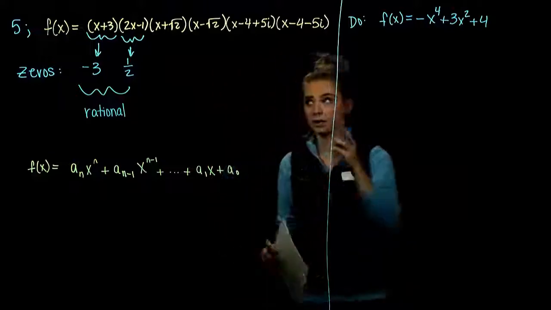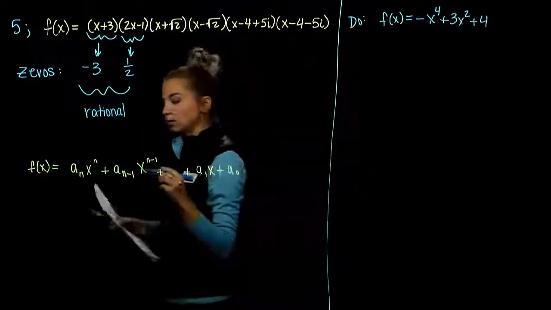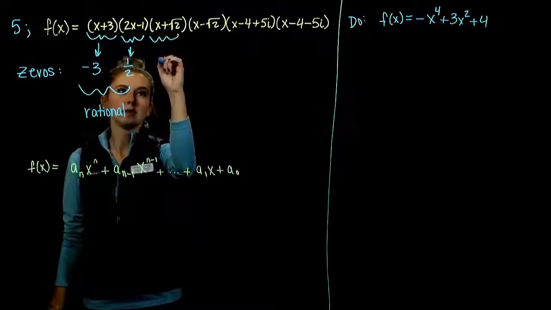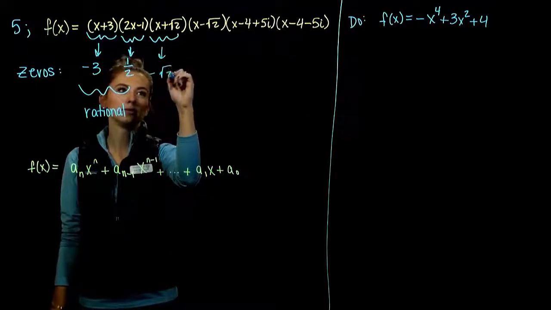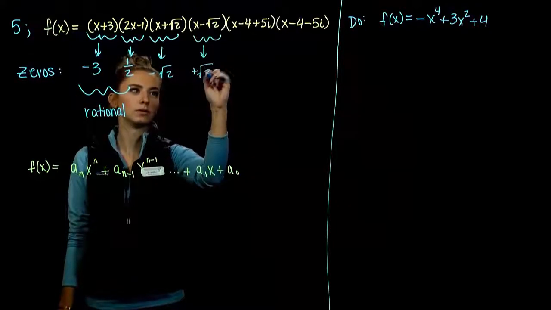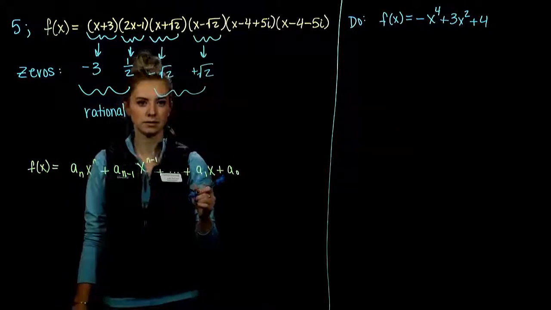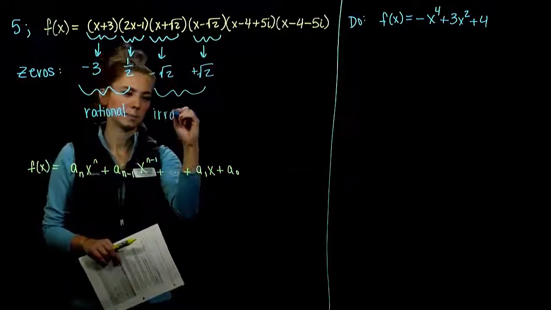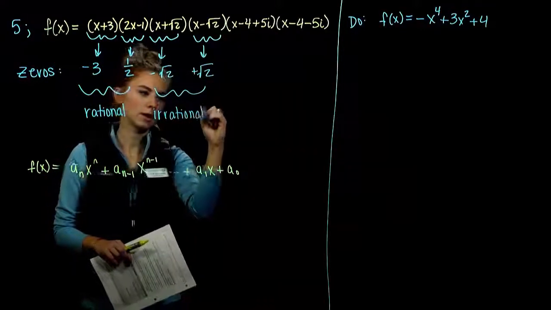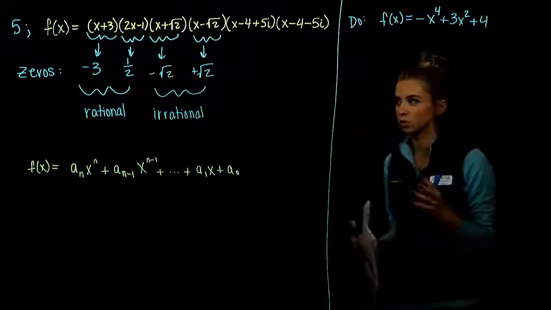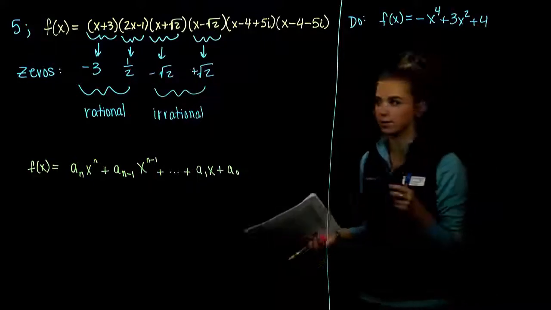But we have a lot of different options in there as well. So from the third chunk, our root is negative root 2. From the fourth, our root is positive root 2. So those kinds of numbers are irrational. We couldn't write them as a quotient of integers. So the square root of 2 isn't a nice number, basically.